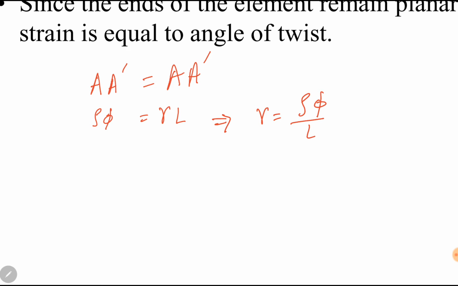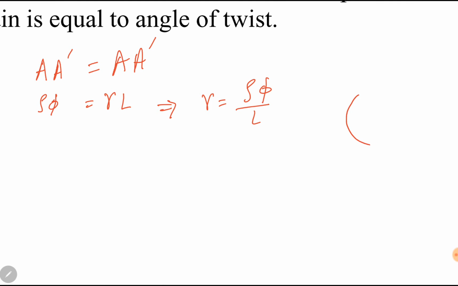Gamma is a function of radius rho. Rho is a variable radius. If rho is kept equal to 0, we are at the center of the shaft and shear strain will be 0. It means the center remains at its position even after twisting. And if rho is increased, shear strain will increase linearly, and at rho equal to its maximum value, which is C, gamma will be maximum. So gamma maximum is C phi over L.